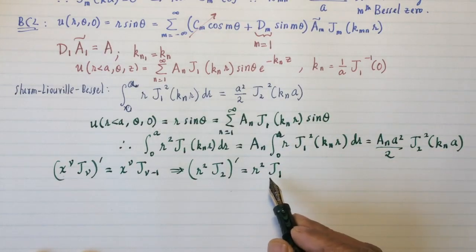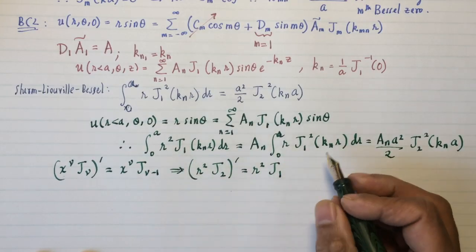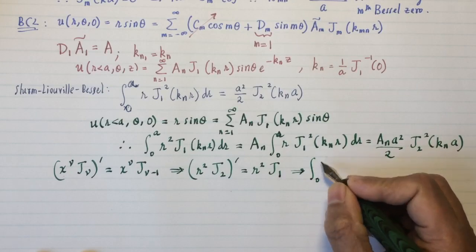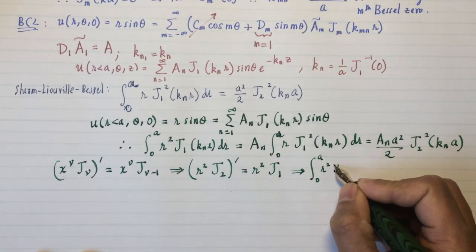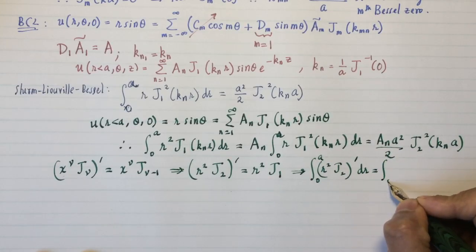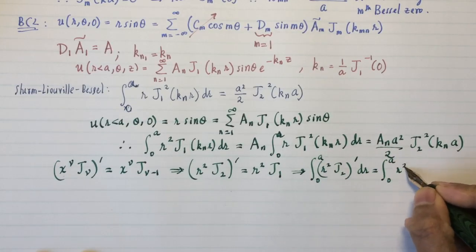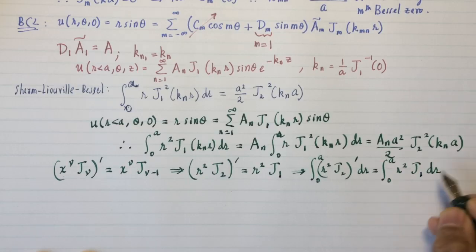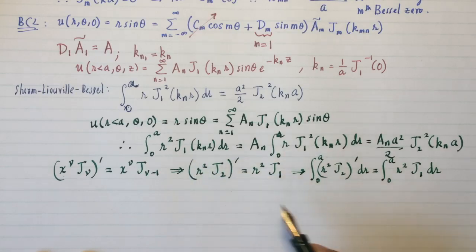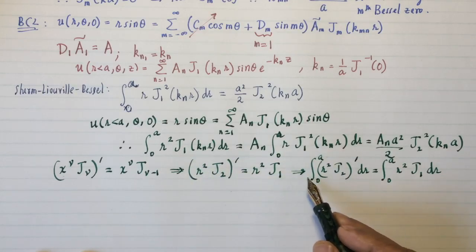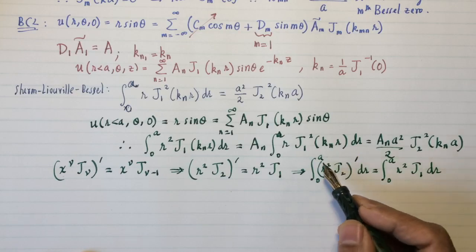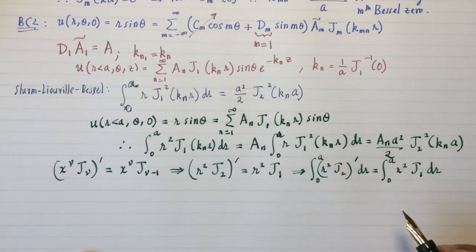The reason I did this is because I actually want the integral. So if I integrate both sides, I'm going to get the integral from 0 to a of r squared J2 prime dr equals the integral from 0 to a of r squared J1 dr. That's what I'm really looking for, because that's what I have. And that's equal to this. Well, the integral of a derivative by the first fundamental theorem of calculus is just the quantity evaluated at the upper limit.